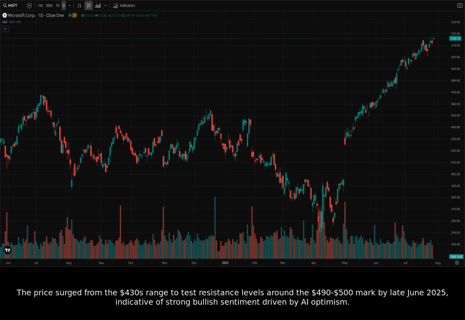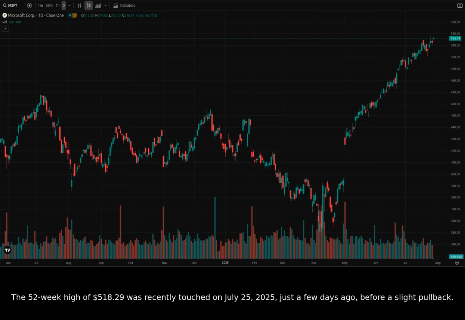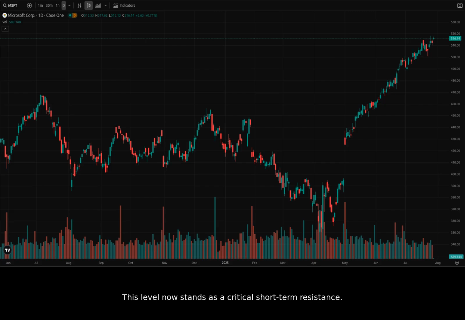We then observe a strong uptrend from early May 2025, with consistent higher highs and higher lows. The price surged from the $430s range to test resistance levels around the $490 to $500 mark by late June 2025, indicative of strong bullish sentiment driven by AI optimism. The 52-week high of $518.29 was recently touched on July 25, 2025, just a few days ago, before a slight pullback. This level now stands as a critical short-term resistance.